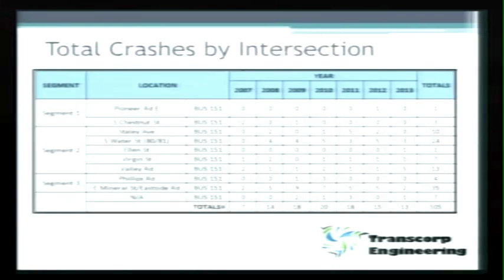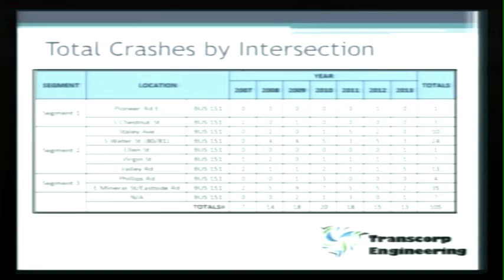So the first table is total crashes by intersection. We've got our segment along the left here, the location, which is intersection, and then by year, the total amount of crashes. Over our 7 years, there were 1,205 crashes in this corridor. Point out on East Mineral and South Water, a total of 35 and 24. These 2 intersections alone made up 56% of the total amount of crashes.